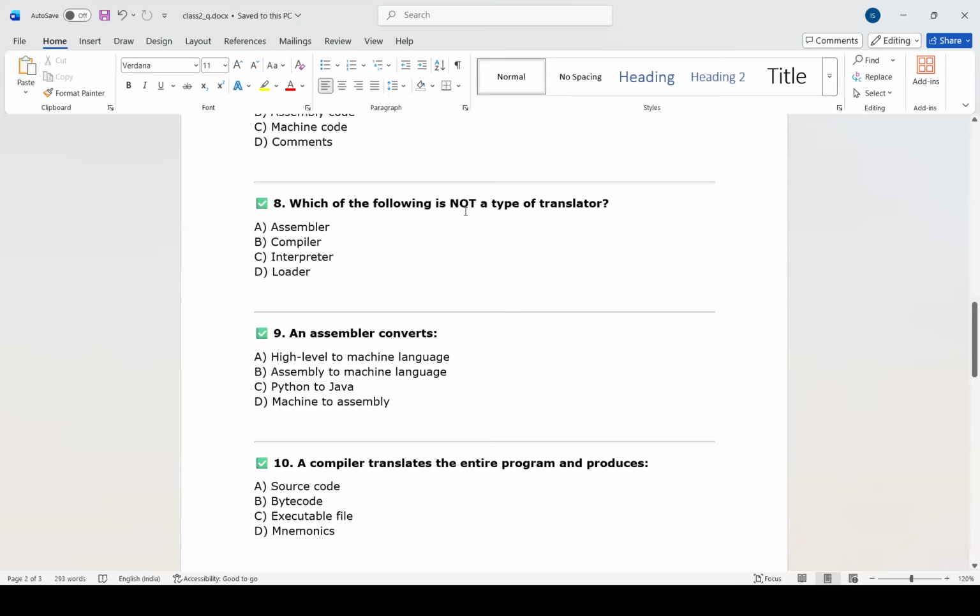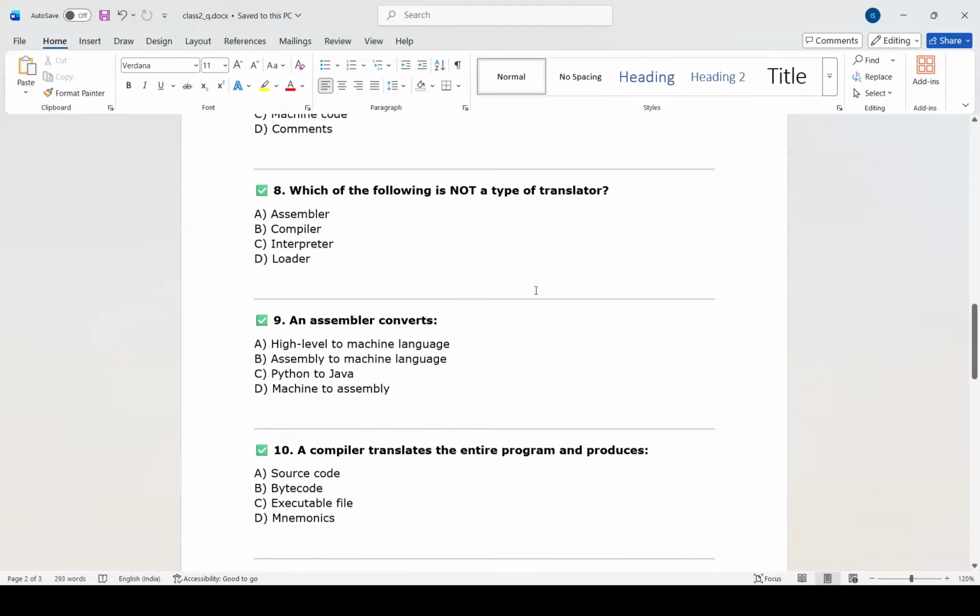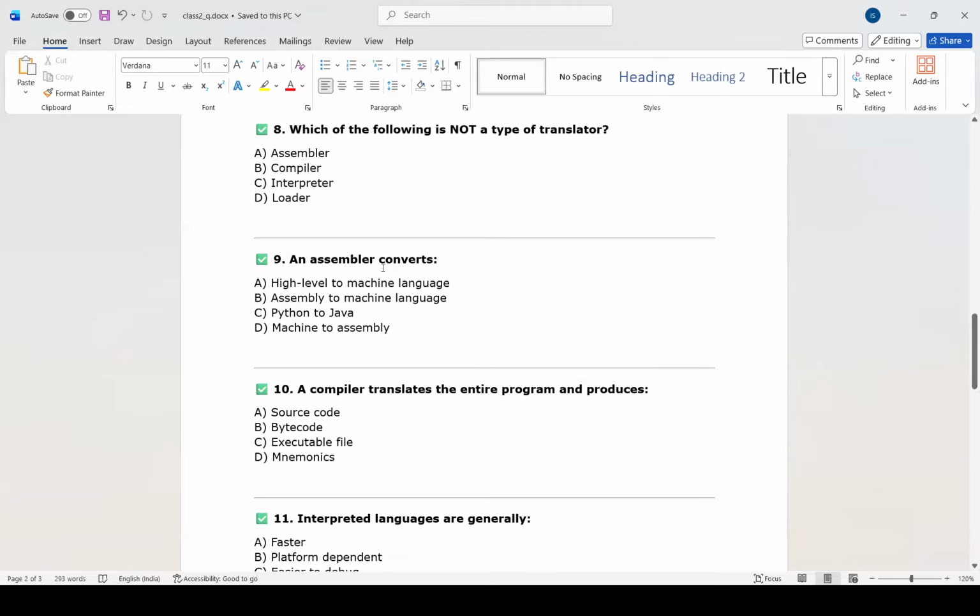Which of the following is not a type of translator? Assembler, compiler, interpreter, loader. Loader. An assembler converts what? What does an assembler do? High level to machine language, assembly to machine language, Python to Java, machine to assembly.